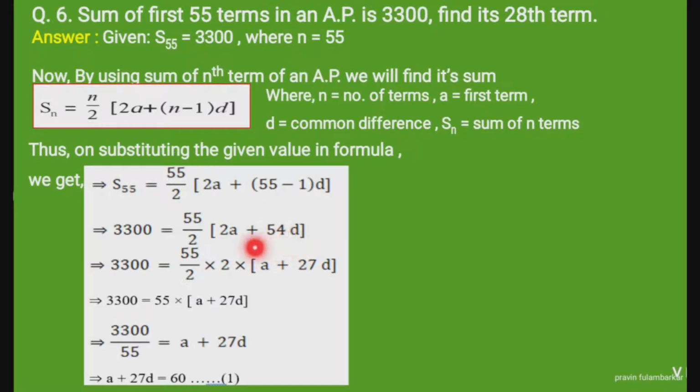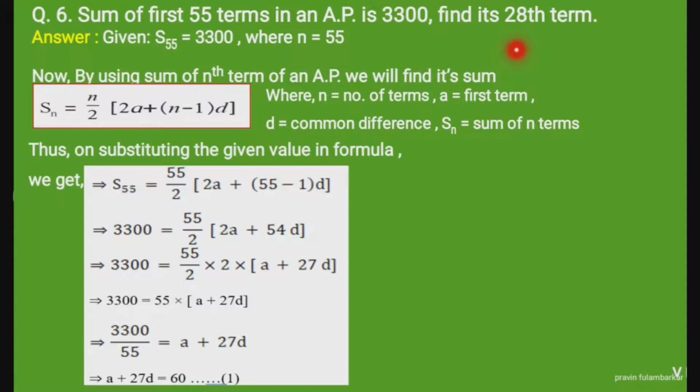So we take 2 common here. So we write 2 into a plus 27d. So these 2 get cancelled with these 2. So we get 3300 equals 55 into a plus 27d. So we divide 3300 by 55, we get 60. So we write a plus 27d equals 60. So we denote this as equation number 1. So this is a simultaneous equation.